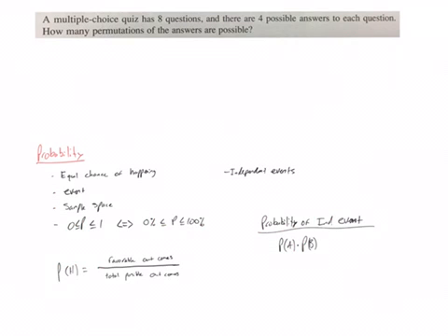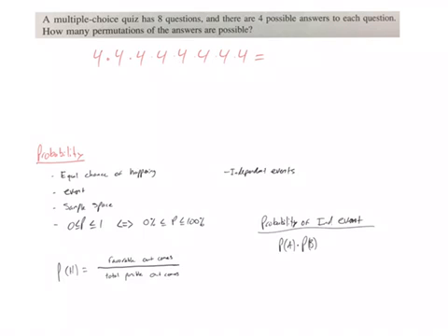Alright, it says a multiple choice quiz has 8 questions and there are 4 possible answers to each question. How many permutations of the answers are possible? So it's 8 questions on a quiz, multiple choice, with 4 answers. If you just wanted to randomly generate what the answers would be, how many different options could you get? The first question, there are 4 different answers. The second question, there are 4 different answers. Third question, there are 4 different answers, and so on, through 8 questions.